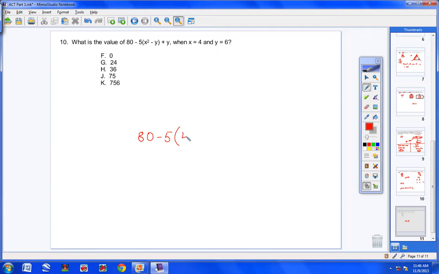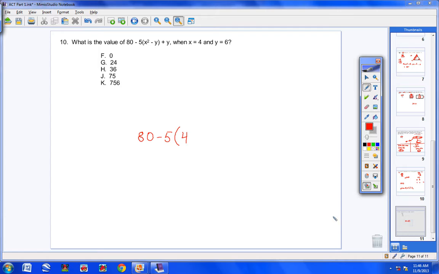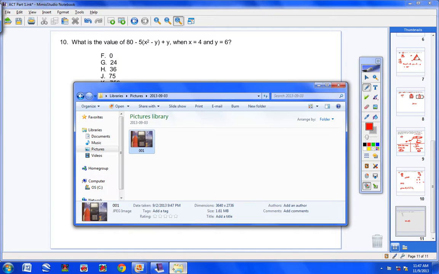So I would hit 4, and then if you'll look at your calculator, let me see if I can pull something up here real quick for you. Okay, I was able to pull something up here quickly for you. Notice it's 80 minus 5, then parentheses, then for x, I'm going to put 4, and it's 4 squared. If you'll look at a standard typical graphing calculator, and that's not what I wanted. Hold on one second.